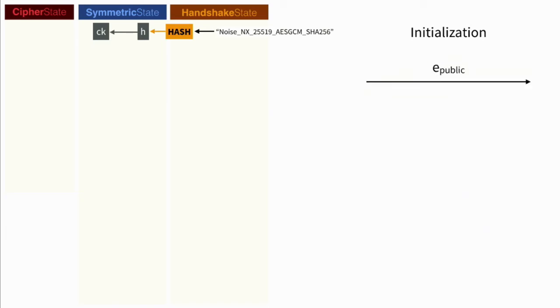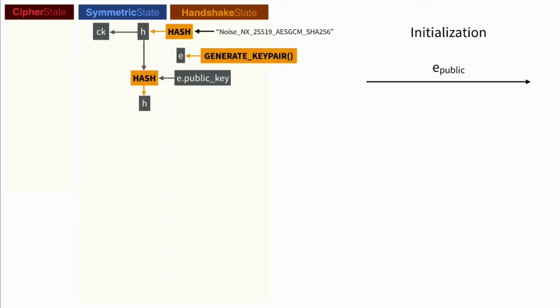So now remember, the client sends an ephemeral public key, right? So first the client has to generate it and store it somewhere. And now we're going to do something weird. We're going to hash that public key that we send with the previous H value, and it's going to give us a new H value. All right?